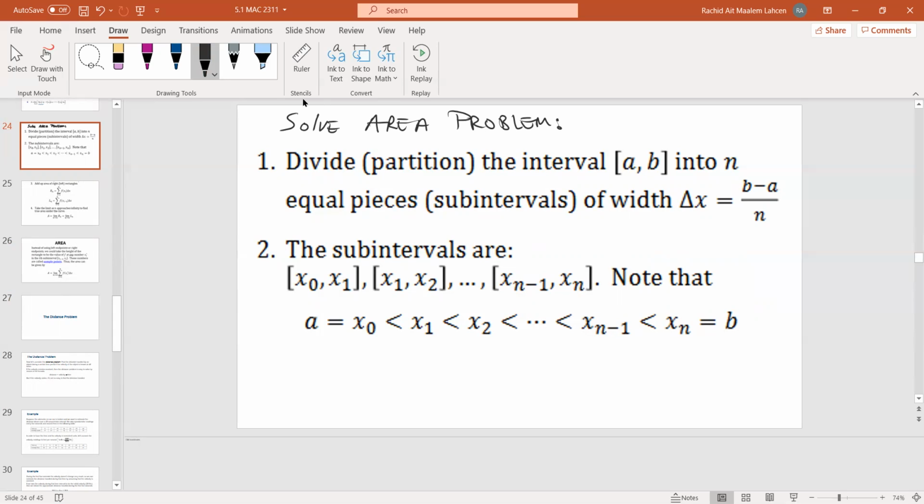So the subintervals are going to be from a to b, and the first one is going to be x0, x1, x2, and so forth, until you get to xn, right? And this is going to be delta x, and this delta x is found by doing b minus a over n.